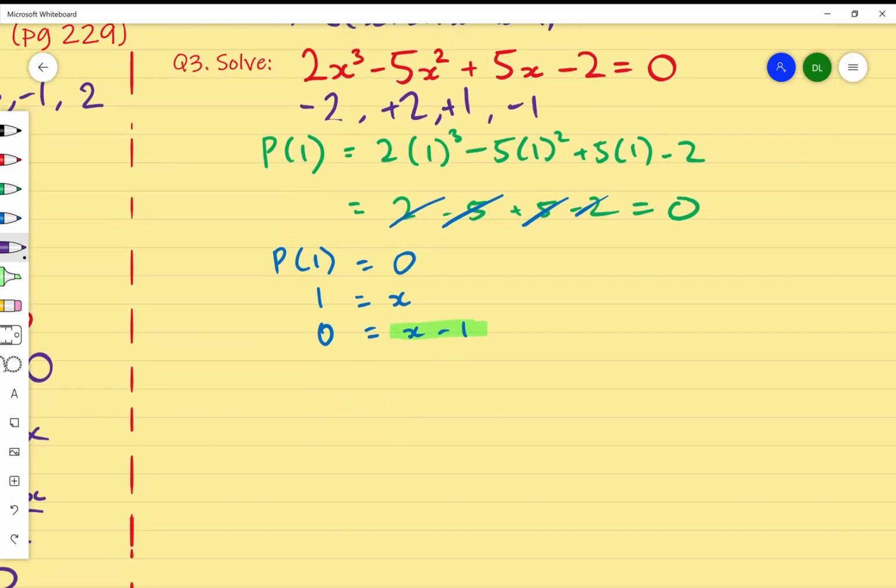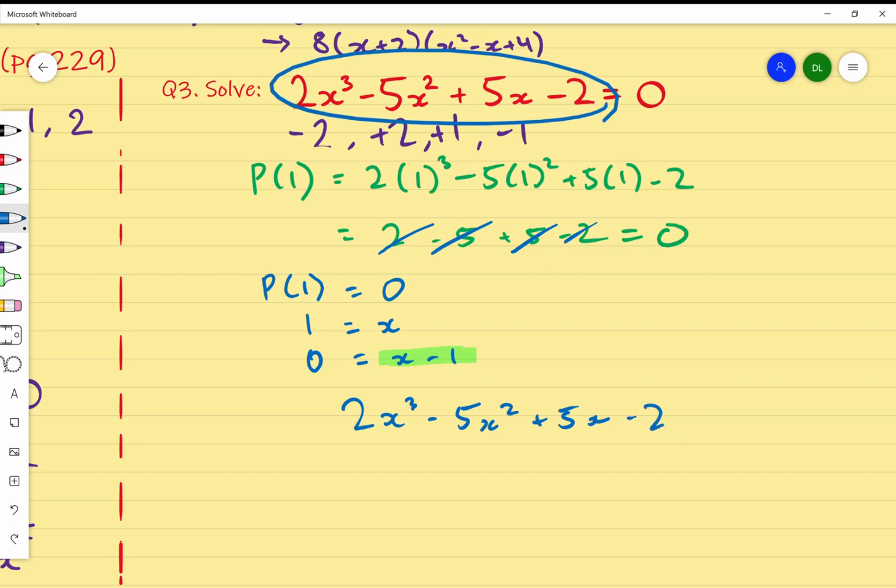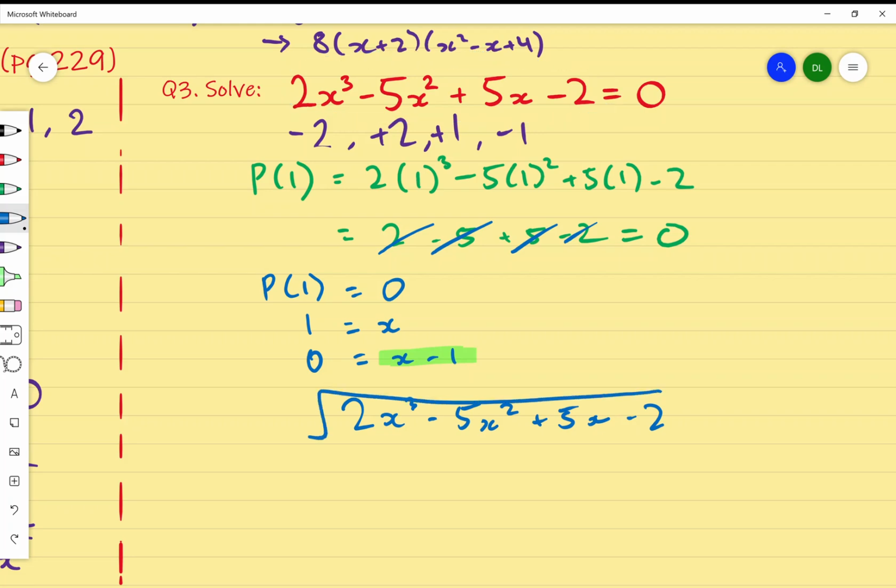So I'm going to write out those questions over here. So that is 2x cubed minus 5x squared plus 5x minus 2. And that's from this over here. And then we'll go ahead and divide by our divisor, which is x minus 1. Any questions so far?